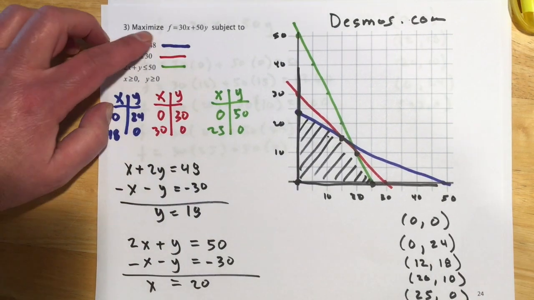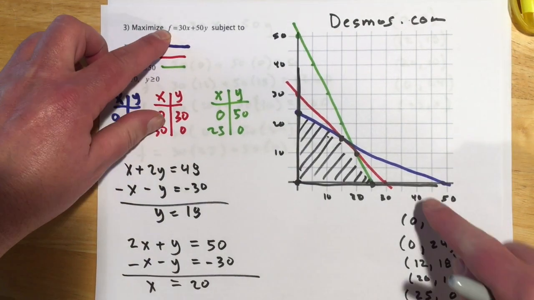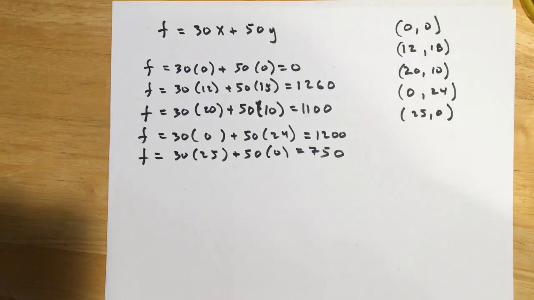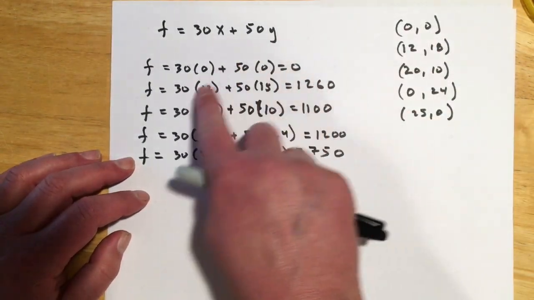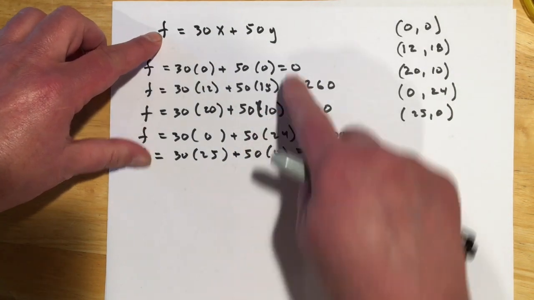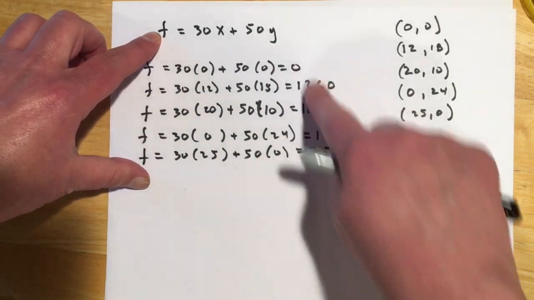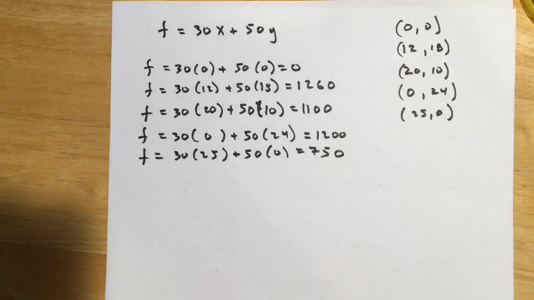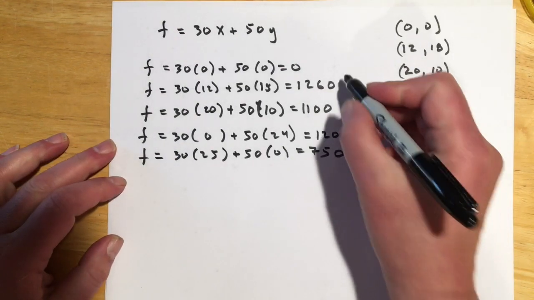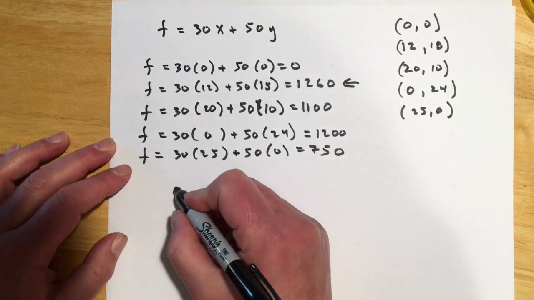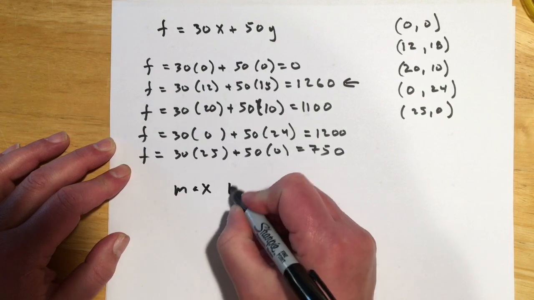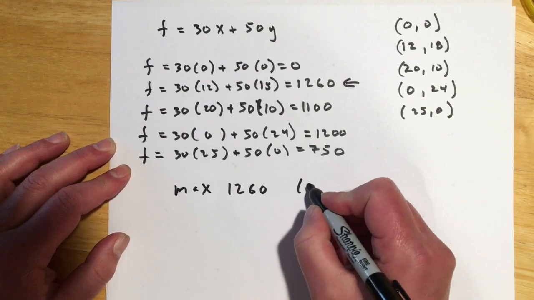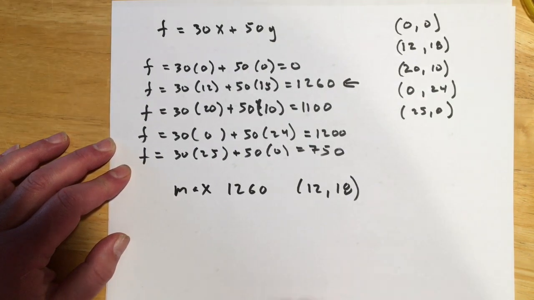Okay, so we're asked to maximize this function, and these were our corners, so I just copied that onto a new page. And I took those corners and I put them into the objective function, and then just did a lot of calculator work and got this. And so we were asked to maximize, so our largest value was right there. So we have a max of 1260, and that occurs at 12, 18.